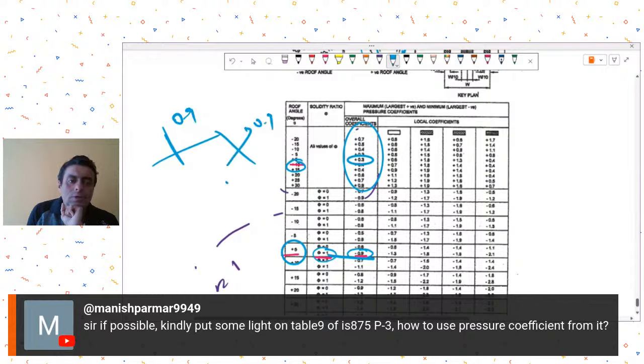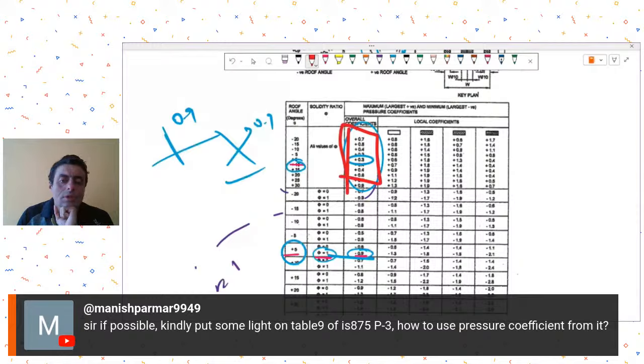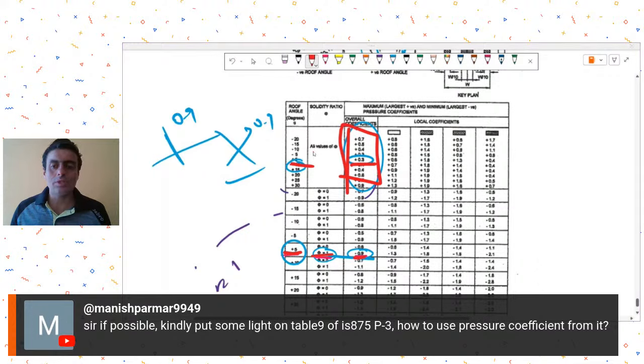So I guess you need to make two cases. In one, all the positive coefficients are given over here, that means acting towards the roof. So for a plus 5 degree roof angle, you take the plus 0.3 coefficient and accordingly consider it, and then make one more case over here for roof angle of plus 5, for a phi of 1, coefficient is minus 0.9 away, so you take that also. So make two separate cases and consider it.